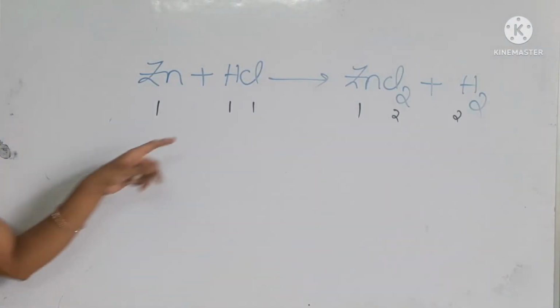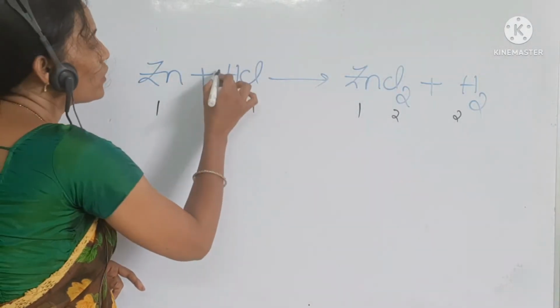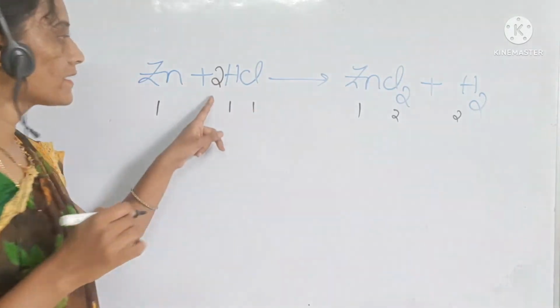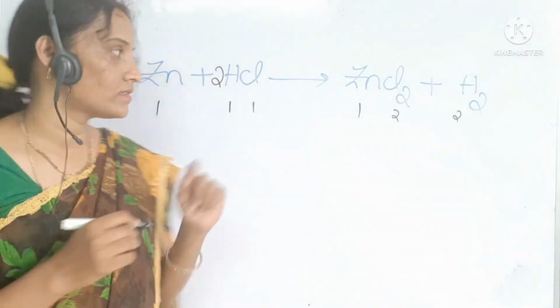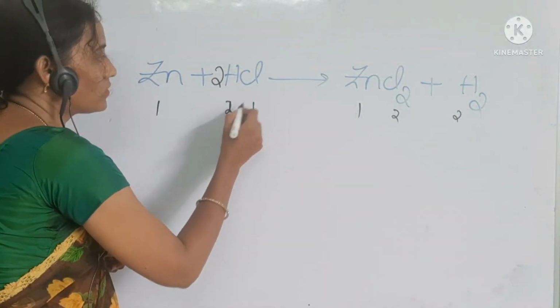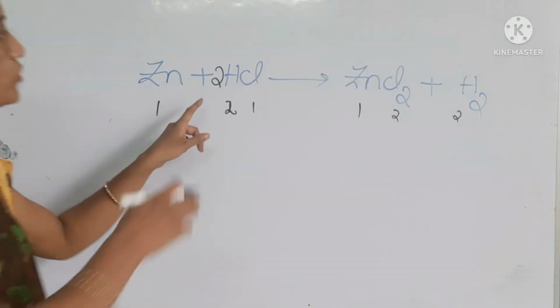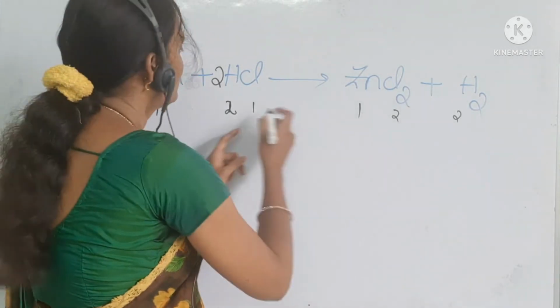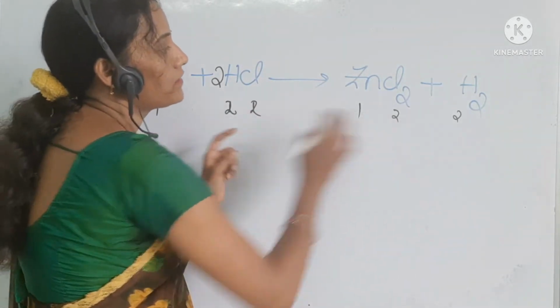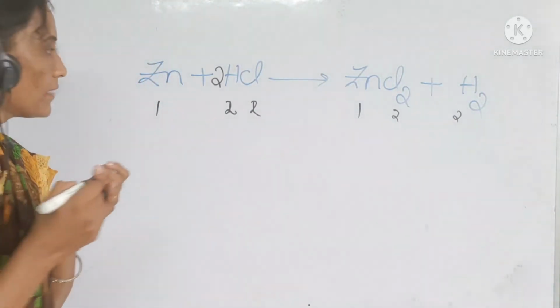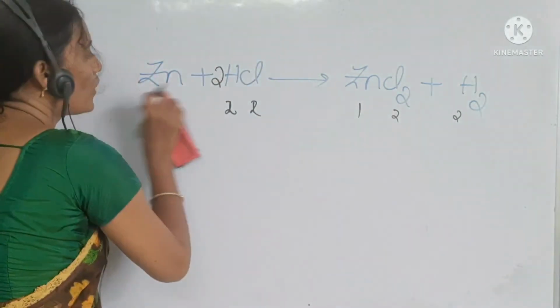So here you should add coefficient 2 to the reactant side, then it will become balanced. See, now it is 2. See, now 2 hydrogens and 2 chlorines here and there. Now it is a balanced chemical equation. You can take one more example.